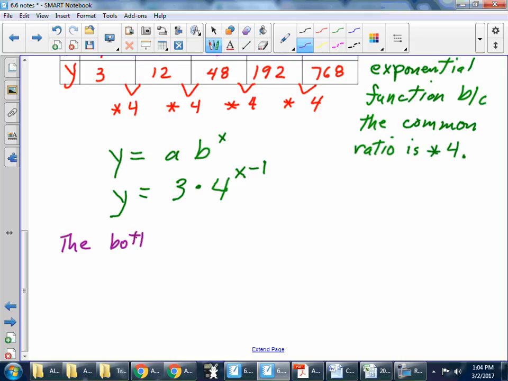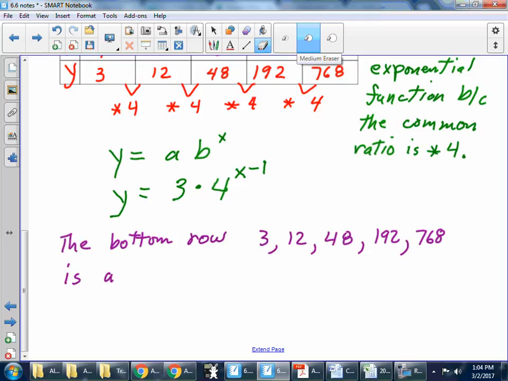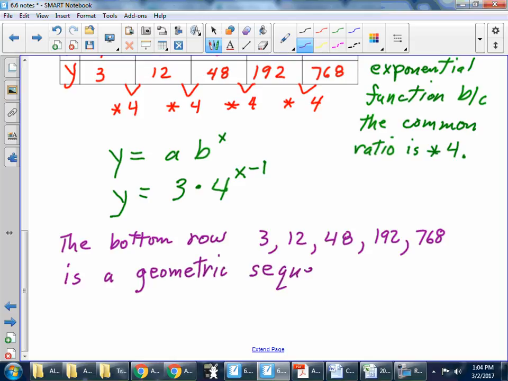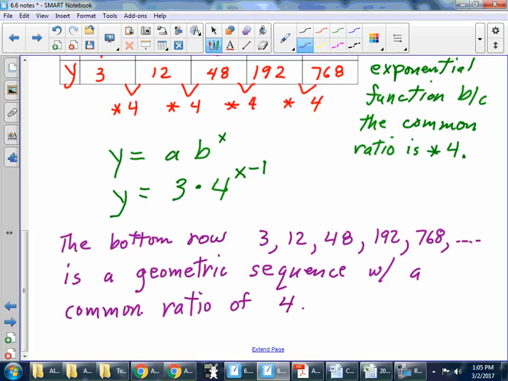The bottom row, which is 3, 12, 48, 192, and 768, and it keeps going, is a geometric sequence with a common ratio of 4, because we multiply by 4 every day.